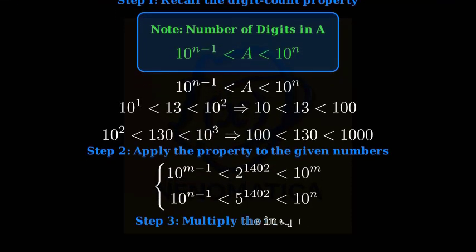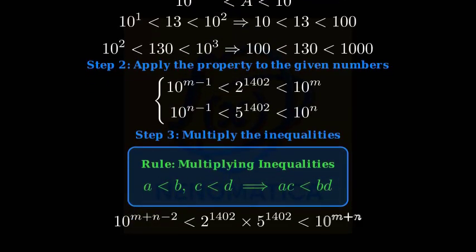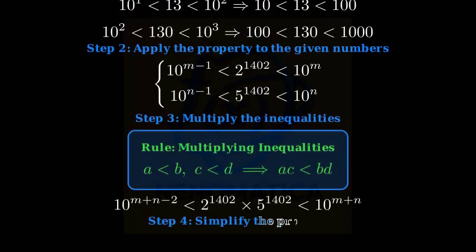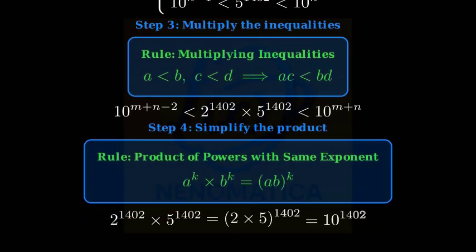In the above exercise, we multiply both sides of the inequalities. When we multiply two positive inequalities, the result is still a valid inequality. So, multiplying the two inequalities gives us 10 to the power of m plus n minus 2 is less than 2 to the power of 1402 times 5 to the power of 1402, which is less than 10 to the power of m plus n. Now, let's look at the middle expression. 2 to the power of 1402 times 5 to the power of 1402.